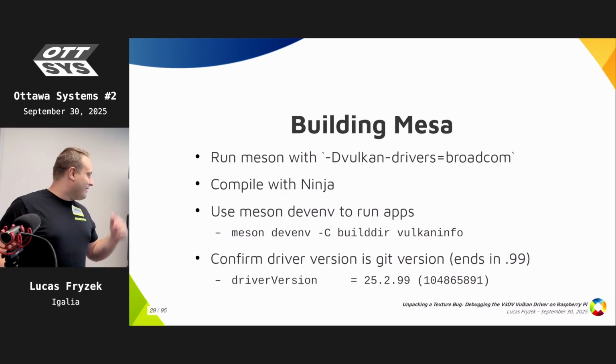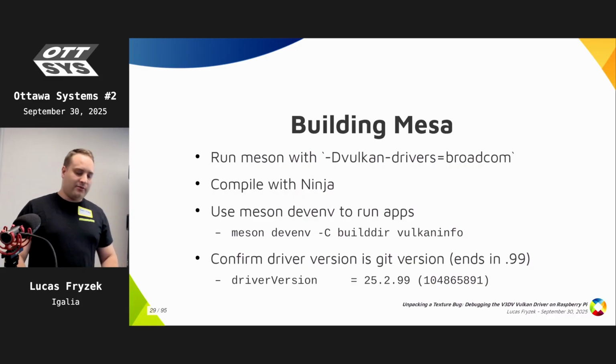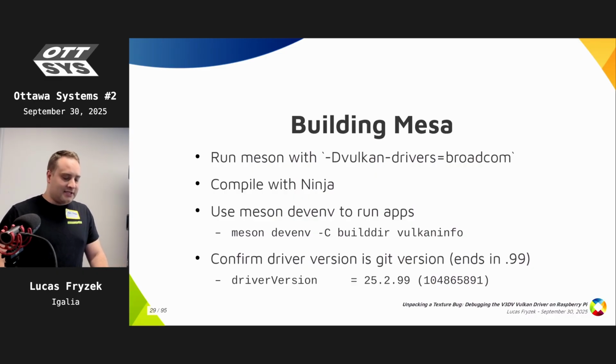But yeah, you can compile it, and then you can run this Meson devenv command to actually run applications that you have built with the version of the graphics driver that you want to test with, instead of using the system graphics driver. A nice thing to do is run the vulkaninfo command, and you can see that the driver version ends in .99, which means you're running a development Git version, not a tagged release version. So we have an idea now about how to build Mesa to start looking around the issue and investigating.